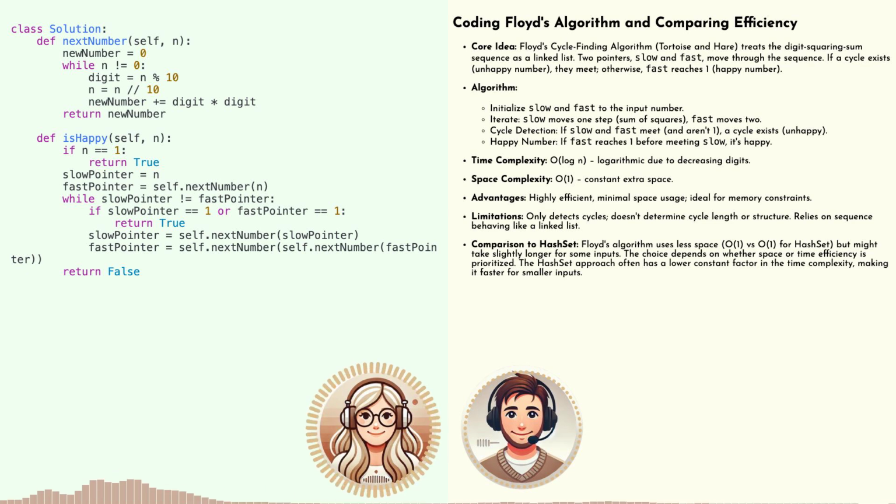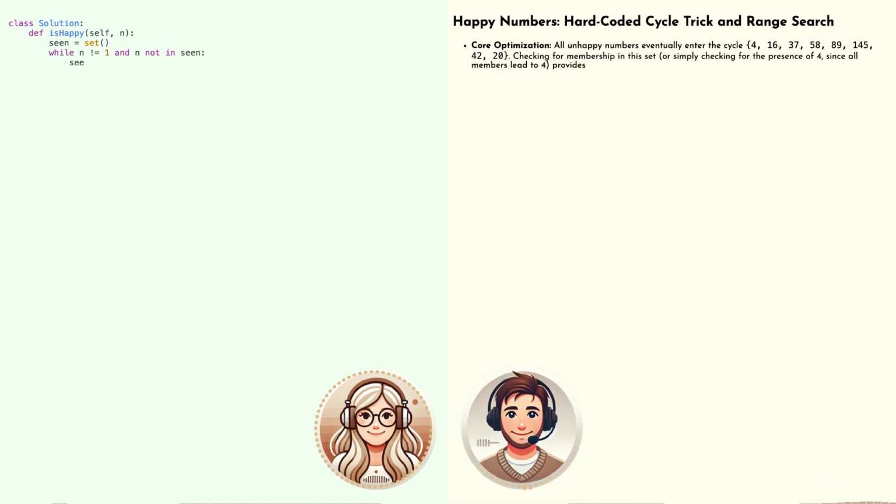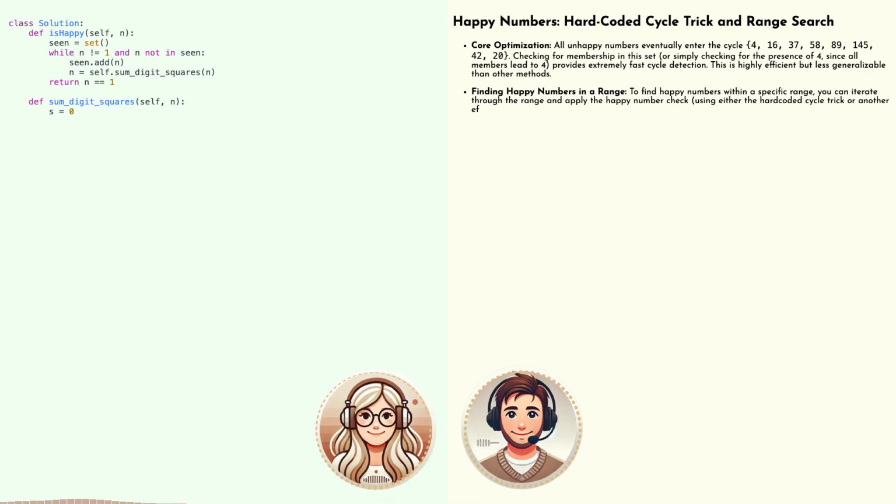You got it. It's all about trade-offs sometimes. But Floyd's is pretty neat, efficient with time and space. Impressive. Okay, I'm ready to hear about that hard-coded cycle trick. It seems so different from the other two approaches. You're right, it is. And it shows how understanding the math behind a problem can lead to some really cool solutions. All right, how does it work in code?